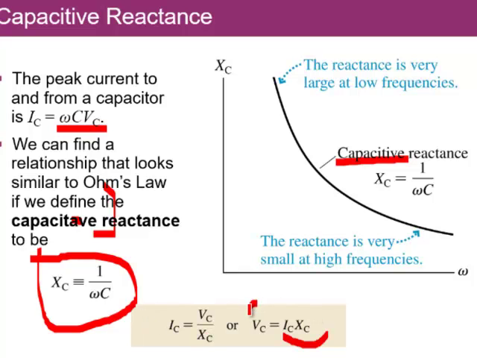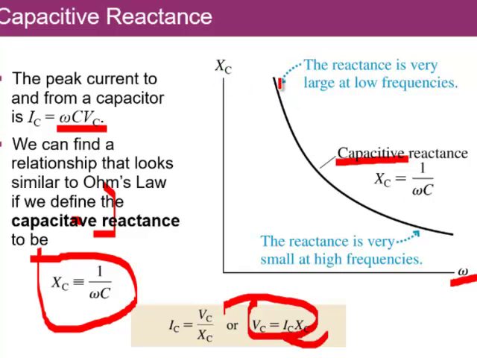And we can then structure the equation just like what we had, V equals IR for a resistor. Now we have the reactance for a capacitor. So the capacitor may look like it's behaving like a resistor, except that the behavior is dependent on the frequency of the current. So depending on how much omega is, we will get a different capacitive reactance.